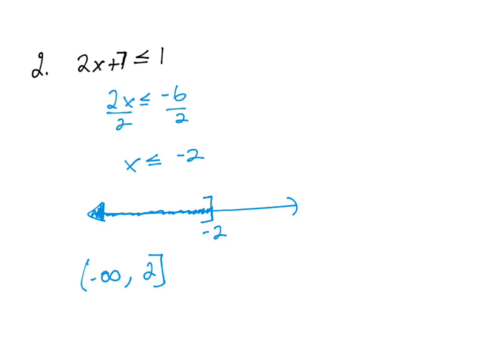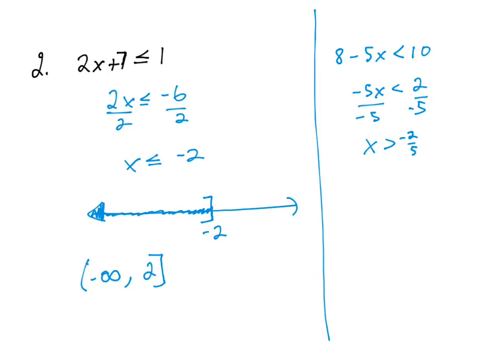Now this example is not in the notes, but I want to emphasize something here. So suppose I have 8 minus 5x, let's do less than 10. Okay, so subtract 8 from both sides, negative 5x less than 2. Now when we divide by negative 5, we need to reverse the inequality. So anytime we divide by a negative, we reverse the inequality. So this is going to be x is greater than negative 2/5. Okay, so that's a key point here.